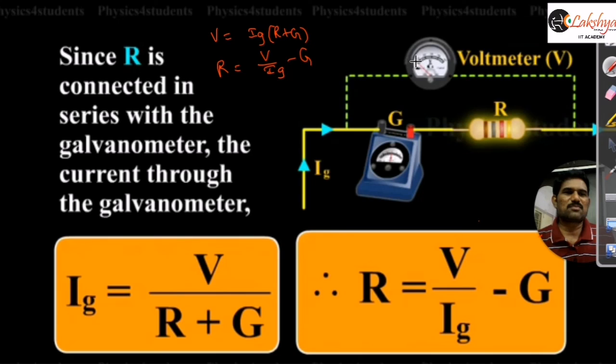So the potential difference measured is equal to Ig into G plus R into Ig. That should be equal to the potential difference to be measured here. So from this we calculate R, which is how much resistance we should connect in series. By using this formula, we can calculate the resistance required there.